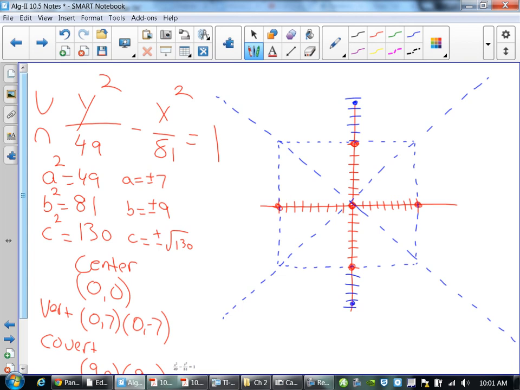Oh, no. Hug the asymptote, go through the vertex. Hug the asymptote, vertex, hug the asymptote.